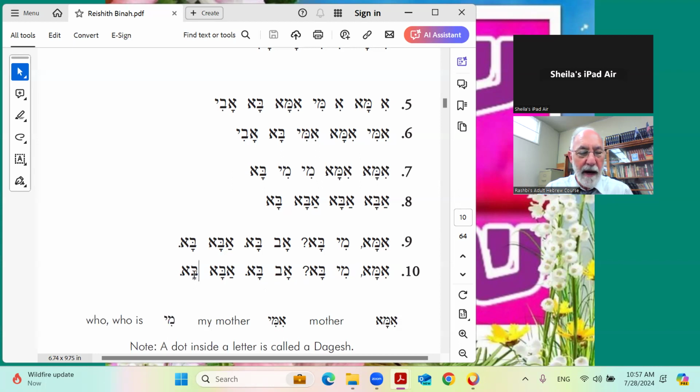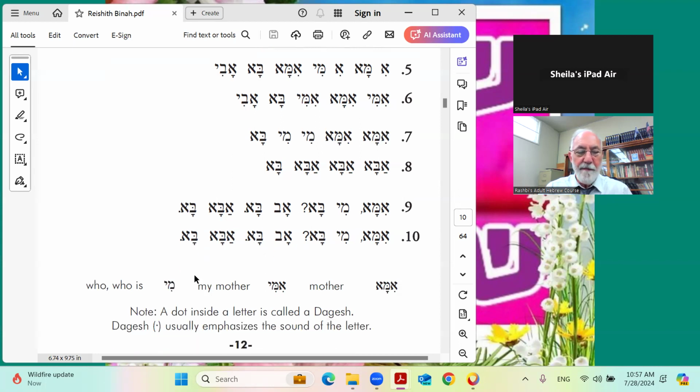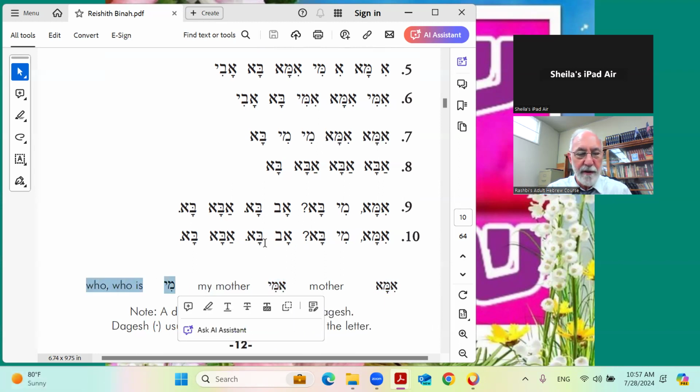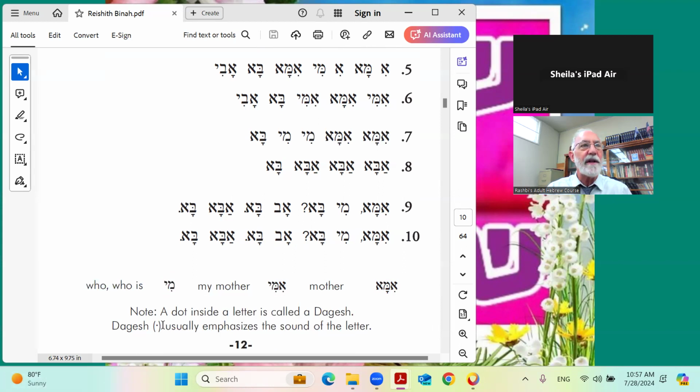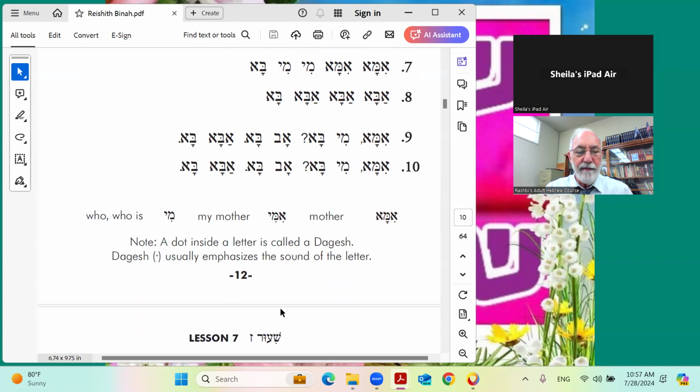So we've learned Ima, which is mother or mom, Imi, which is my mother, and me, which is who or who is. And again, we have that dagesh. Now it's telling you that the dagesh usually emphasizes the sound of a letter.